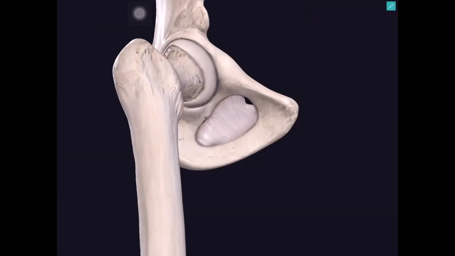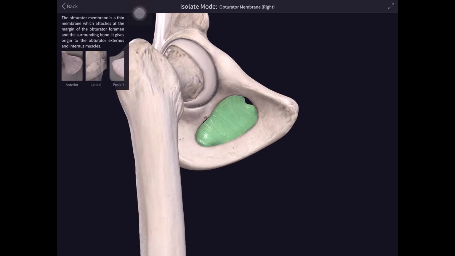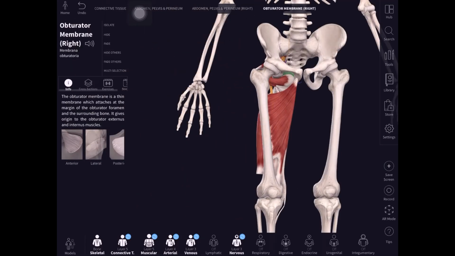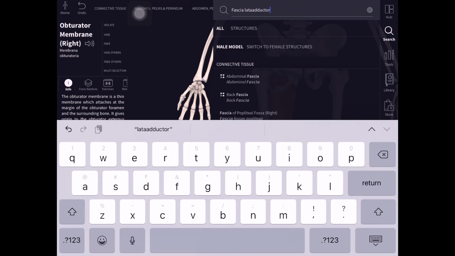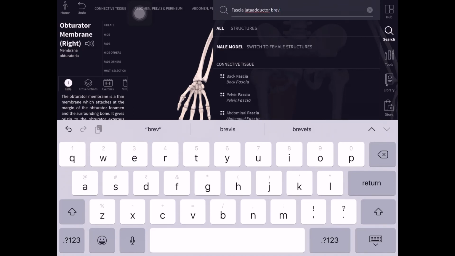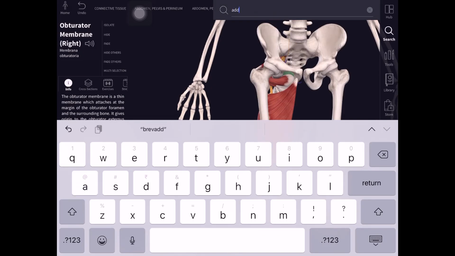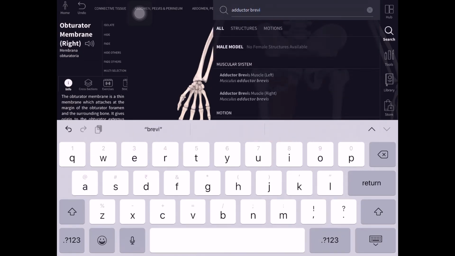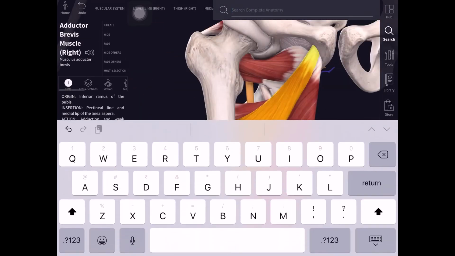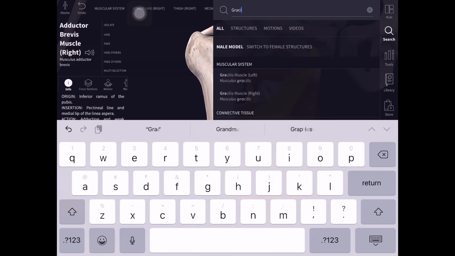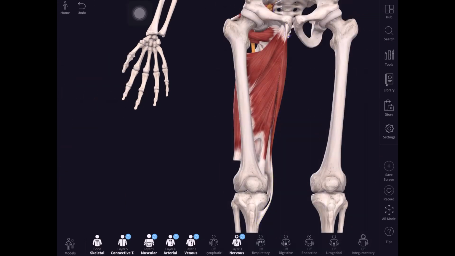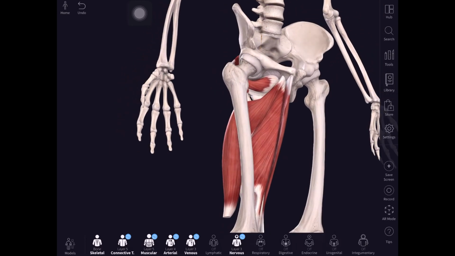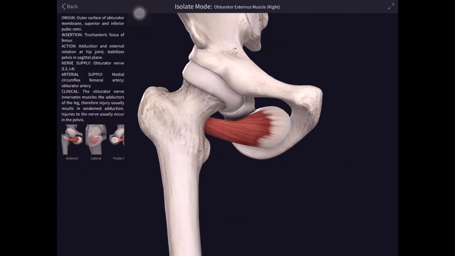So let us see these things in our app. So obturator, I think adductor brevis and gracilis I have to add, the other muscles are there. So adductor brevis, right, and I need to add gracilis muscle, right. Other muscles are there. Okay, first we will see here the known muscle which we know, obturator externus. This is the one. Isolate.